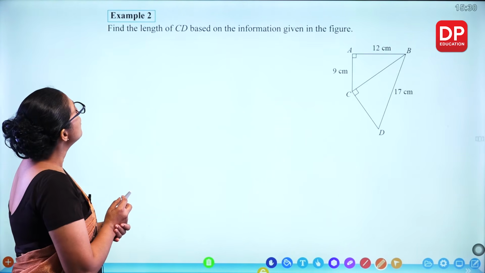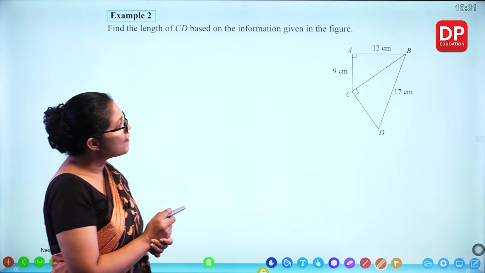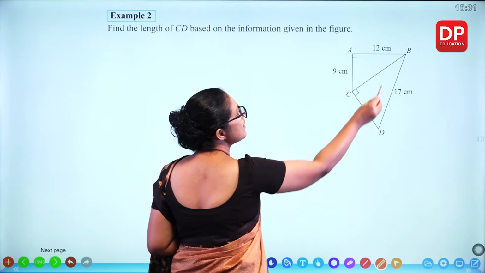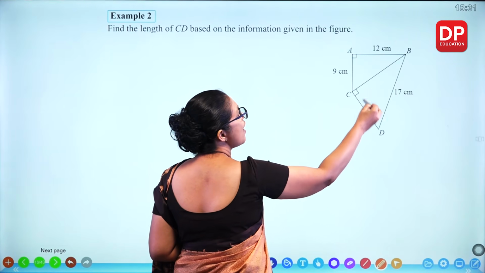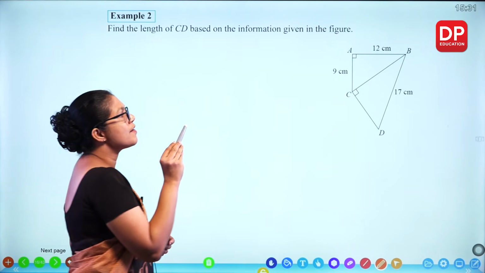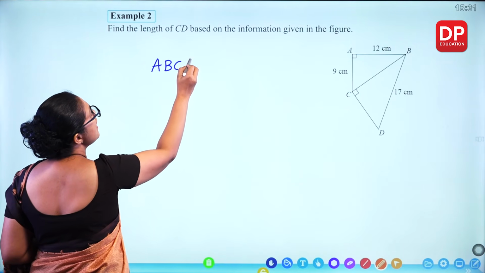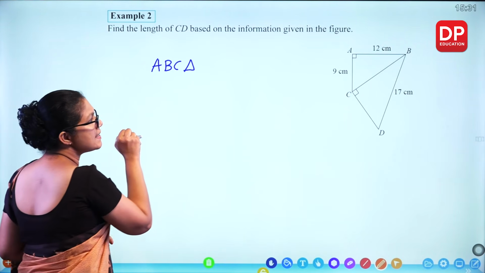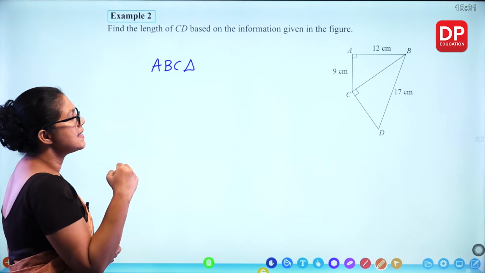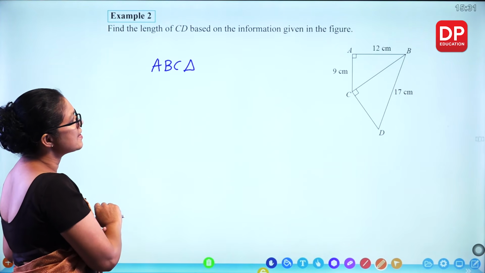Example number 2. Find the length of CD based on the information given in the figure. So you are asked to find this length. When you take that triangle, these two sides are unknown. So first you have to apply Pythagoras theorem for triangle ABC and then find BC. Then again apply it for triangle BCD. So twice you have to use Pythagoras theorem.